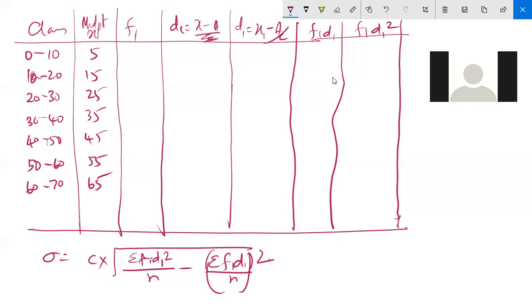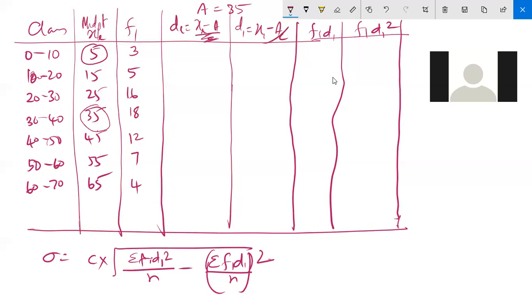Okay. Now, the number of people affected. This is frequency 3, 5, 16, 18, 12, 7, 4. Okay. First, let us try d of i is x of i minus a. X of i in this case is 5 minus a. What will we assume as assumed mean? Let us assume 35. Let us assume mean as 35.